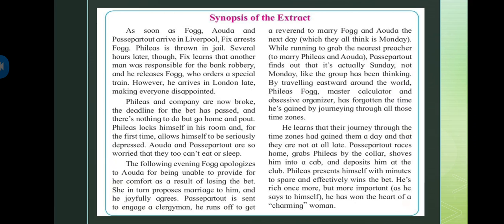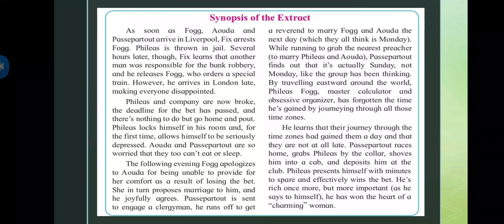And then the synopsis of the extract. As soon as Fogg, Aouda, and Passepartout arrive in Liverpool, Fix arrests Fogg. As we just discussed, he got arrested there in Liverpool, and Phileas is thrown in jail. Several hours later, Fix learns that another man was responsible for the bank robbery. So basically, when he got arrested, Phileas Fogg had been thrown in the jail.